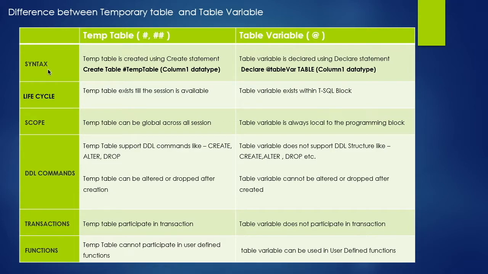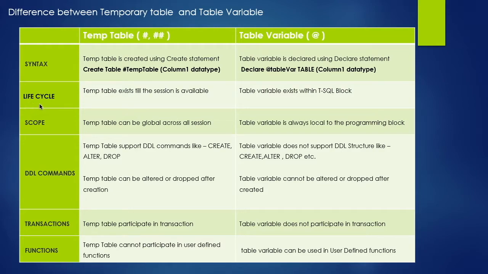If we talk about the syntax, a temp table is created using the create statement. So we always say create table, temporary table name, and then column names and their data types. But we cannot create table variables. We always declare them. So the command is declare, table variable name, then table, and then columns and data types. Table is a data type here, using which we declare a table variable.